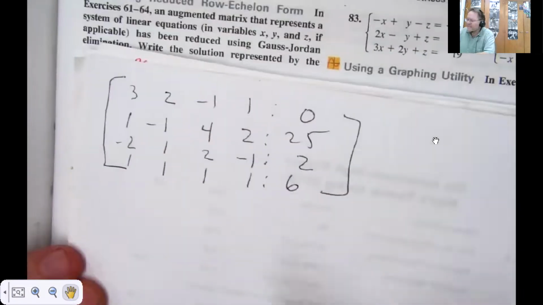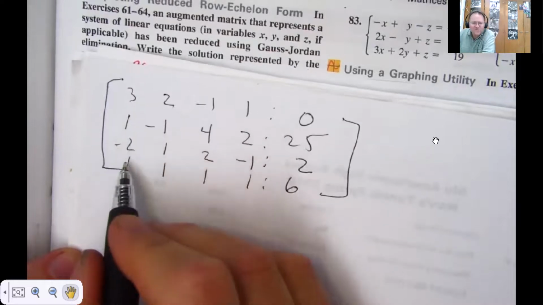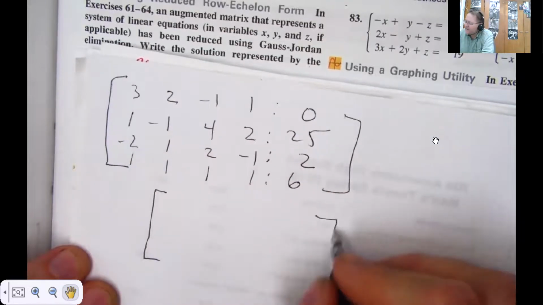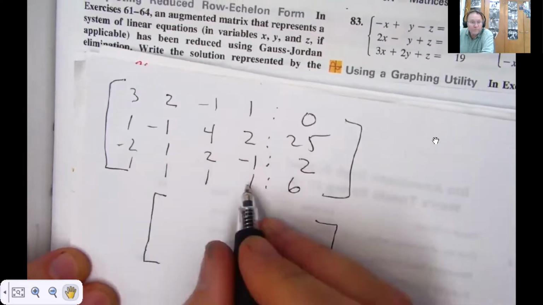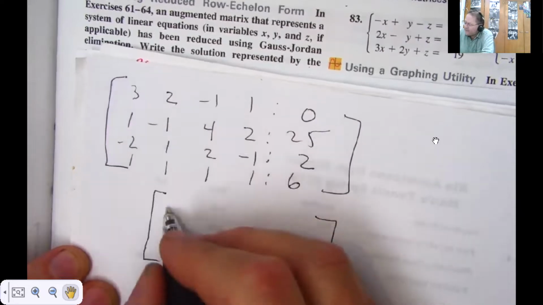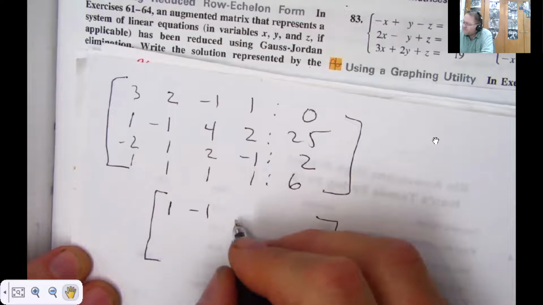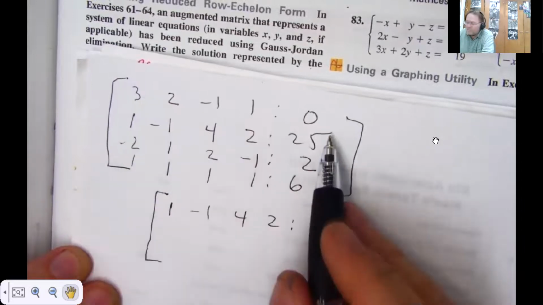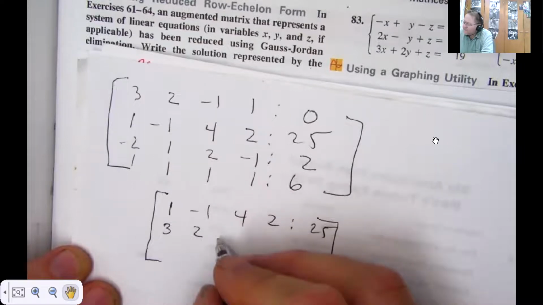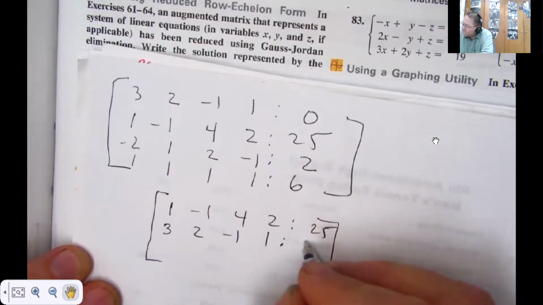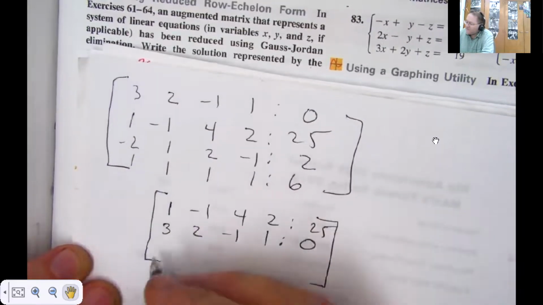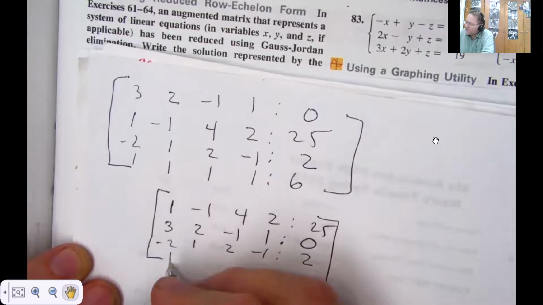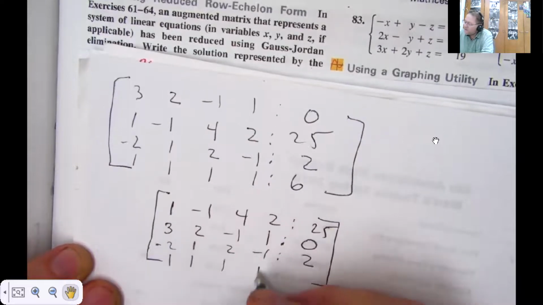All right. We have to make that one a one, and we can do that by just switching the rows around. So I'm going to move row one down and move everything else accordingly. I'll move row two to row one. What the heck, right? So I will make that one, negative one, four, two, and 25. And then I'm going to take row one and move it to row two. This would be three, two, negative one, one, zero. I'll just keep the next two rows the same. Negative two, one, two, negative one, and two. And this is going to be one, one, one, one, and six.